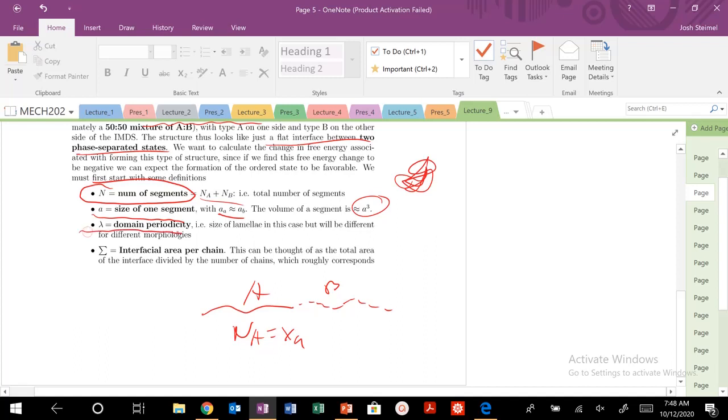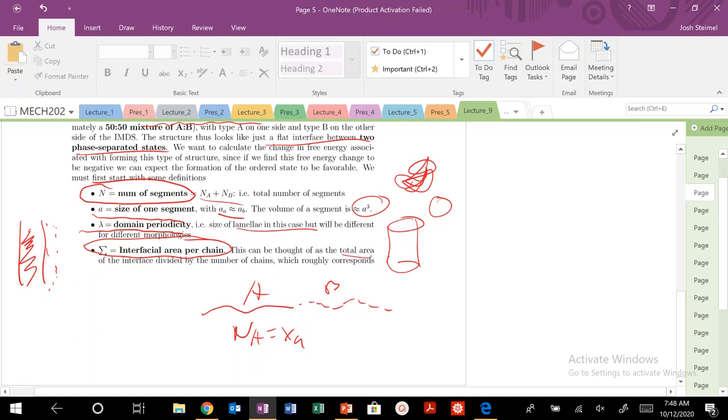Lambda is going to be our domain periodicity, so it's the size of the lamella in this case, but that domain periodicity will be different. So when we get to either cylinders or spheres, those will change. But again, we're only focused right now on this lamella, one side here, and then all my dashes on this side here. We'll also be using this capital sigma, the interfacial area per chain.